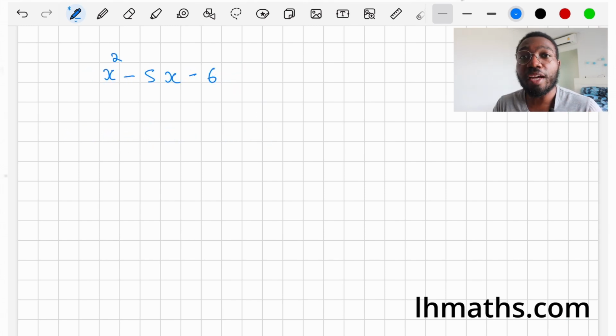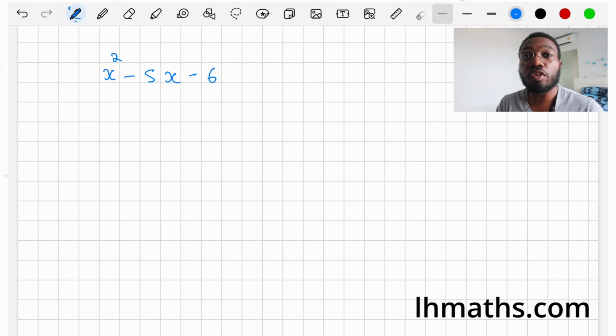So for this question, we have x squared minus 5x minus 6, and we need to factorize this. So this is a quadratic equation. There are multiple ways you could work this out. You could use the quadratic formula. You could complete the square. Those will be in future videos, which I will do.